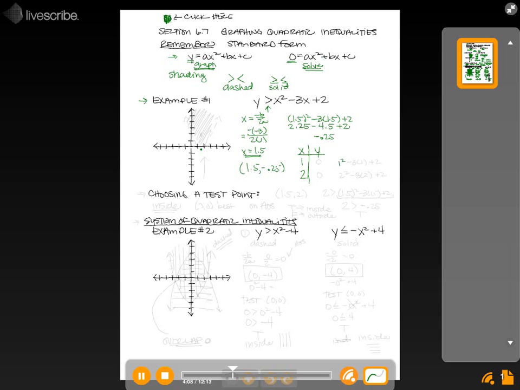So now I have 1 squared minus 3 times 1 plus 2. Well, 1 squared is 1. 3 times 1 is 3, so 1 minus 3 is negative 2, plus 2 is 0. I did that in my head. You can put it in a calculator if you need to.